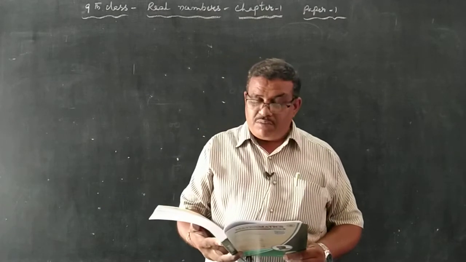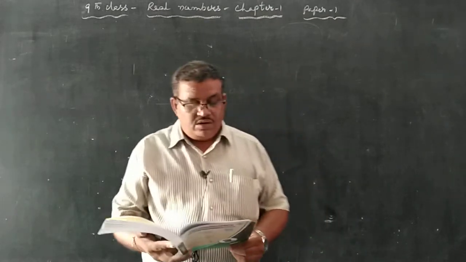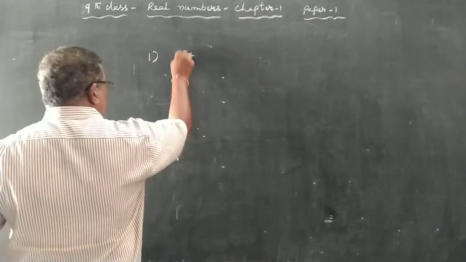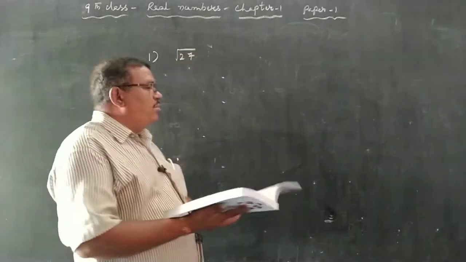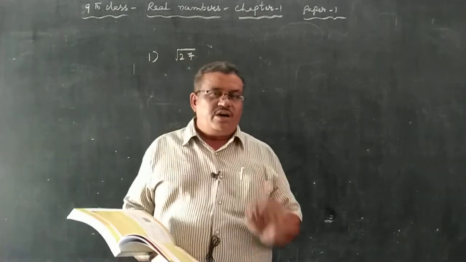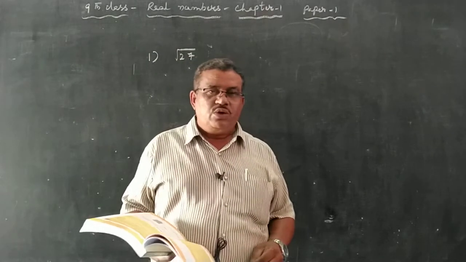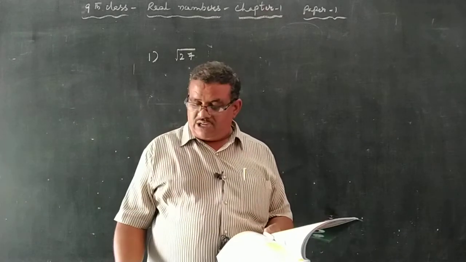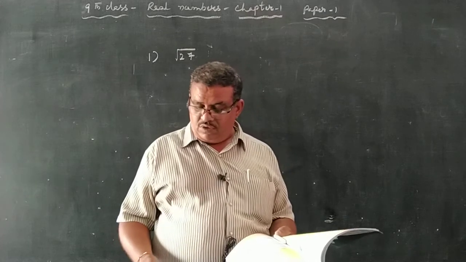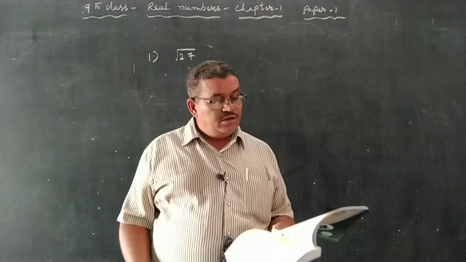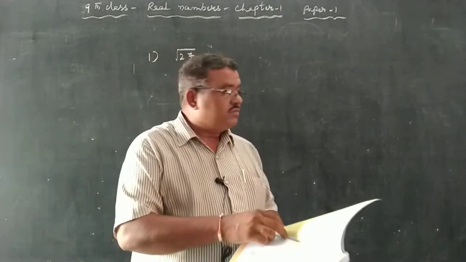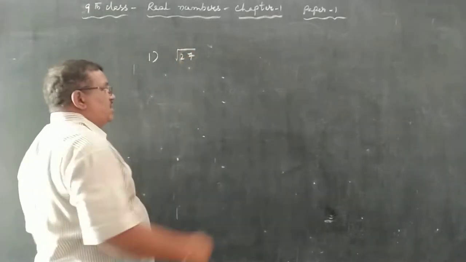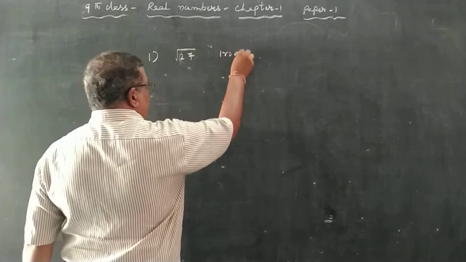Classify the following numbers as rational or irrational. The first question is root 27. Just think about 27. 27 is not a perfect square number, so we clearly say that root 27 is not rational. 27 cannot be written as another number's whole square, so it is clearly irrational.